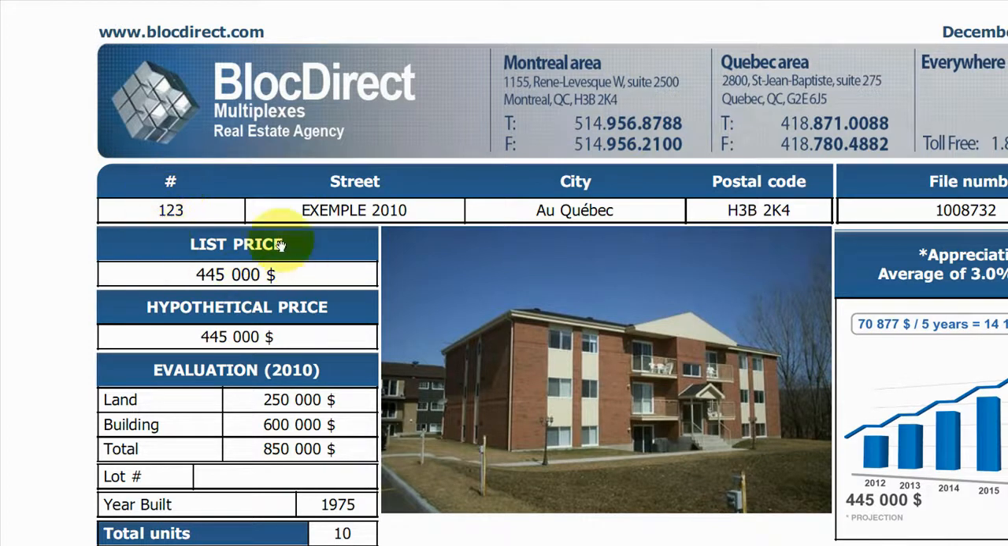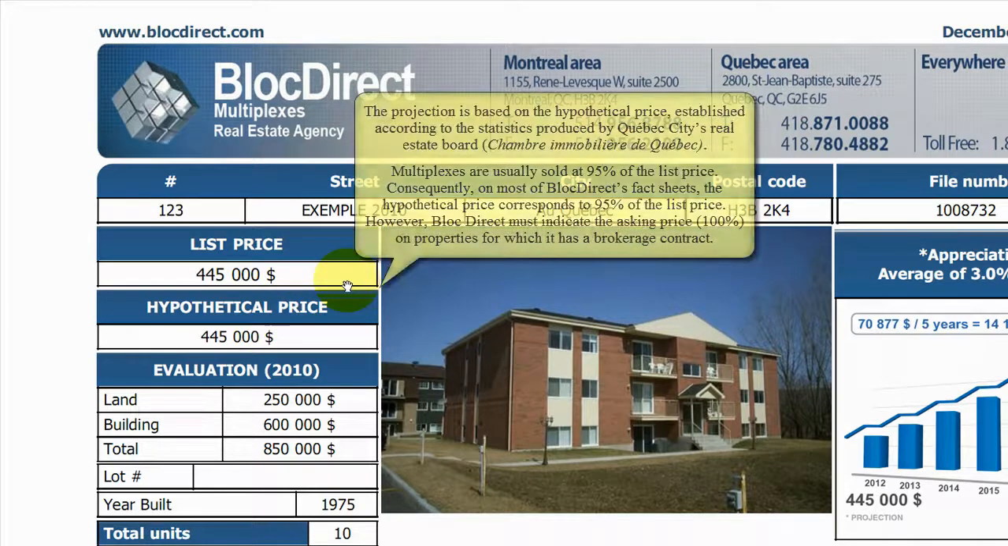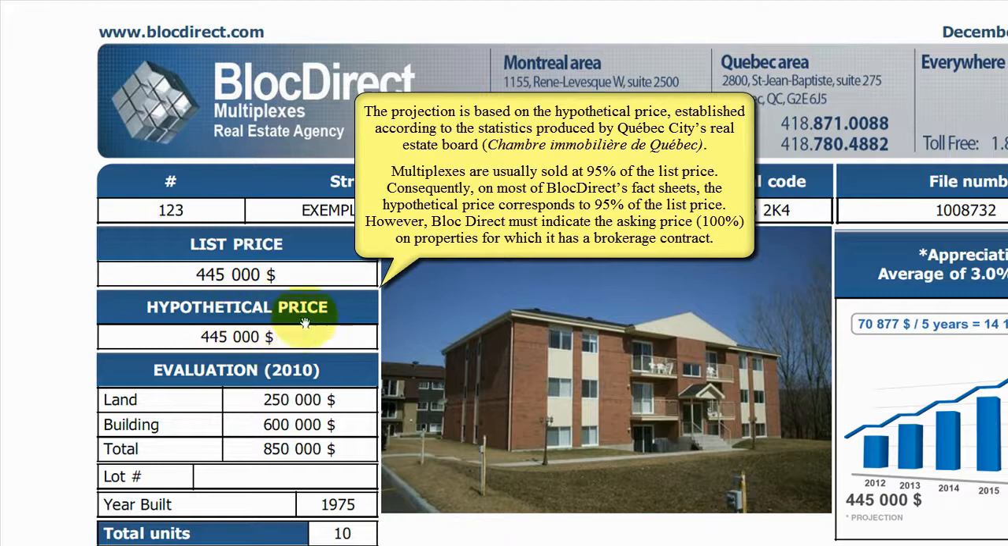List price and hypothetical price. The list price equals the price set by the seller. The hypothetical price equals the price determined by blocdirect. The projection is based on the hypothetical price, established according to the statistics produced by Quebec City's Real Estate Board, the Chambre Immobilière de Québec.